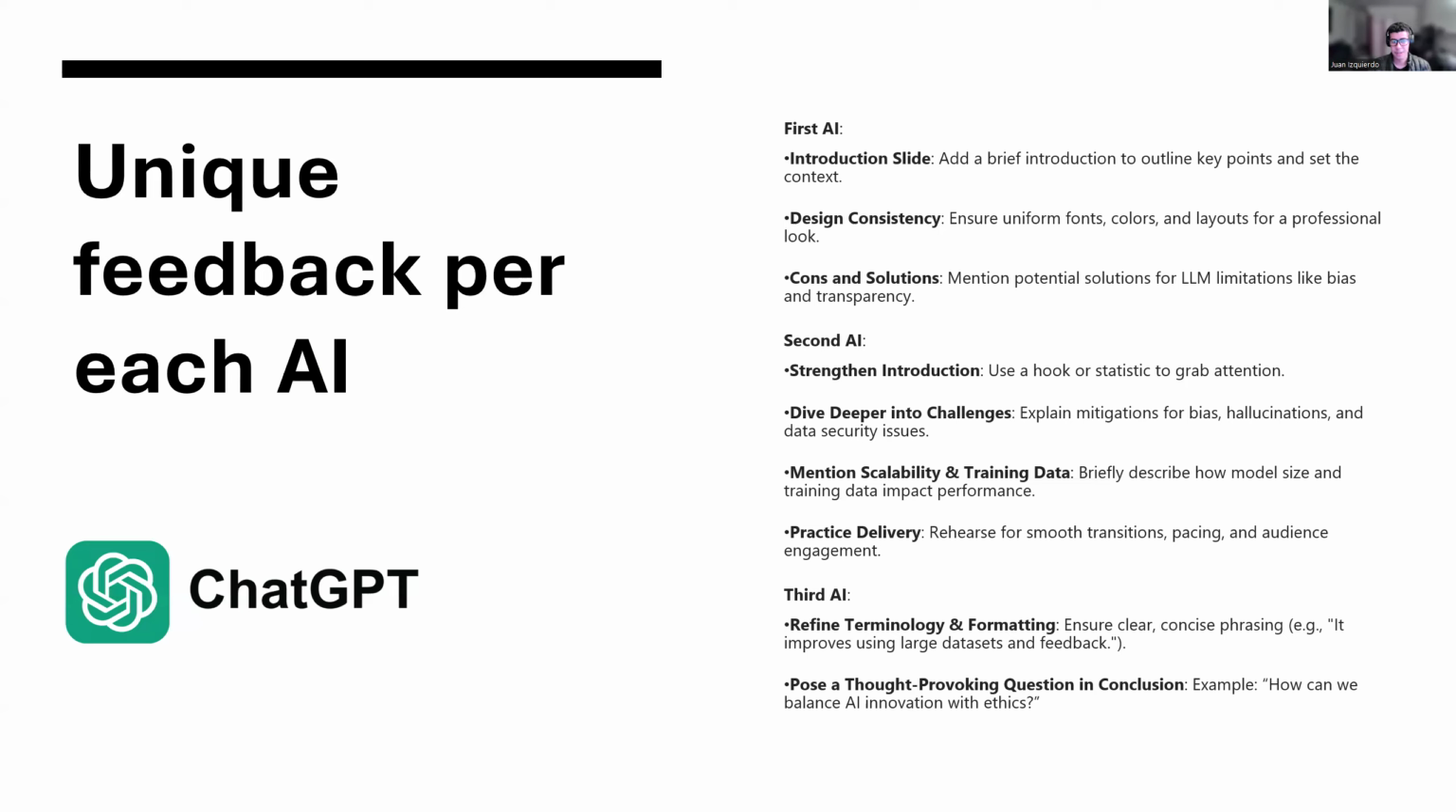The first AI told me to add a brief introduction to my slide and outline key points more, with more context. Have design consistency, cons and solutions. The second AI told me to strengthen my introduction, dive deeper into challenges, and mention scalability and training data. Practice delivery, I assume that is from DeepSeek. And then the third AI, refining the terminology and formatting, and posing questions to my audience, which they may be able to answer or ask from there.